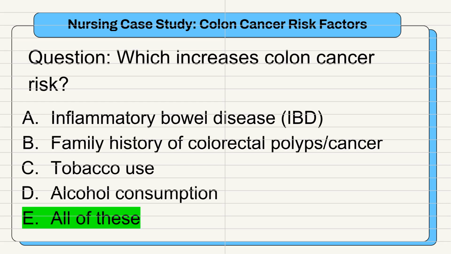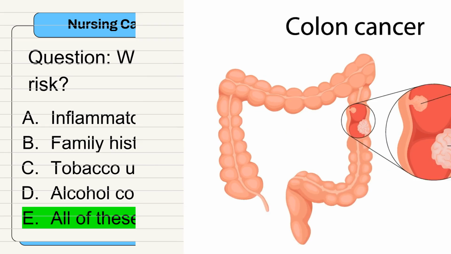Rationale. IBD, like Crohn's or ulcerative colitis, causes chronic inflammation, raising cancer risk. Family history, especially with genetic syndromes like FAP, is a major risk factor. Tobacco and alcohol are linked to higher colorectal cancer rates, often tied to poor diet or cellular damage.